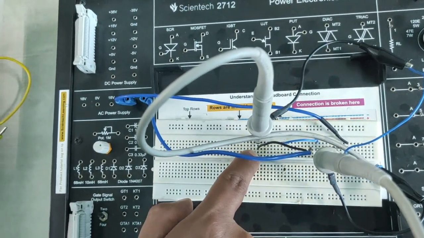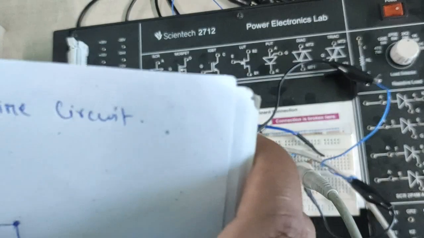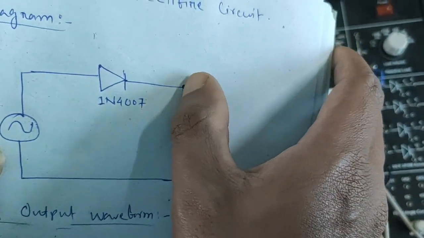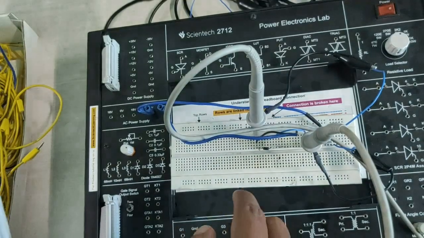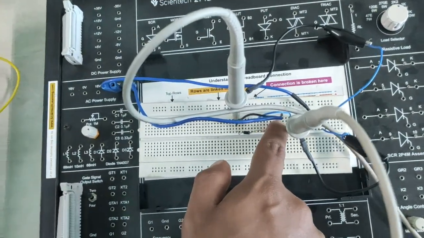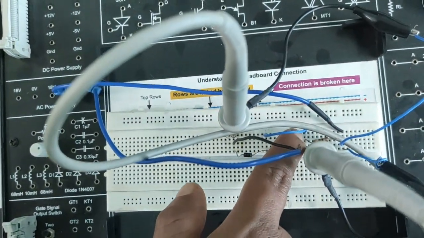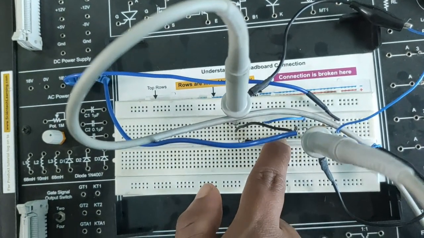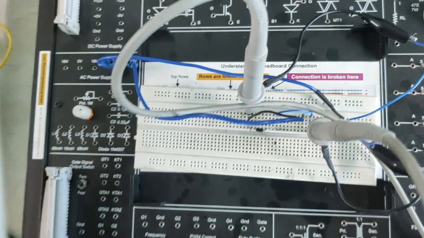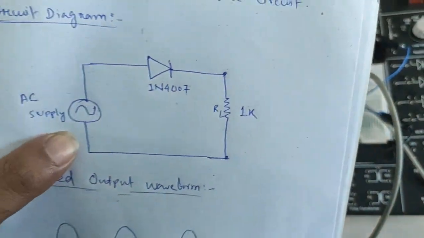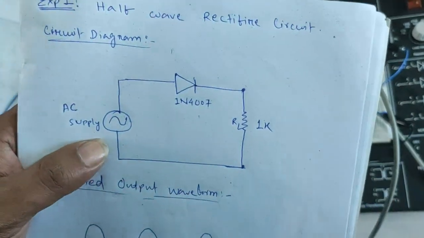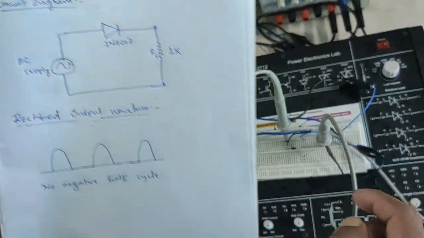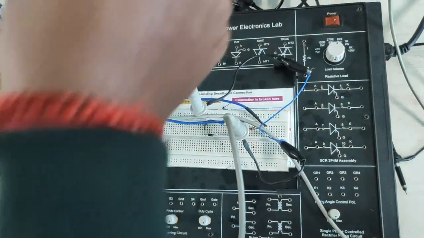Another terminal of the load resistance is connected to the cathode, using this wire, right? Thus the circuit is very simple, no extra clumsiness here. So this is the whole circuit.